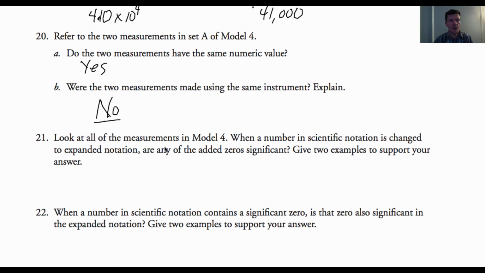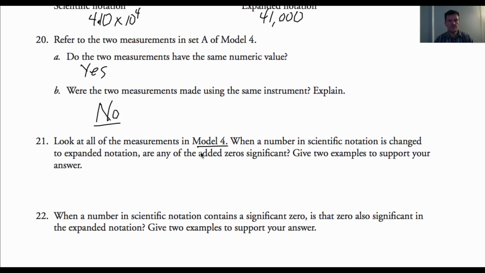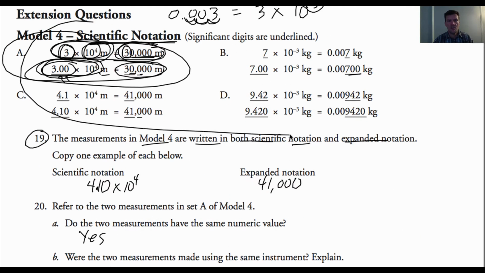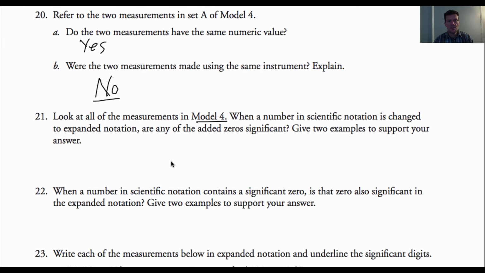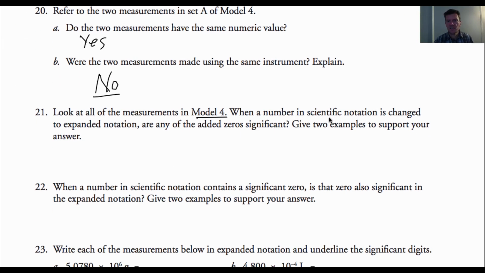Number 21, look at all the measurements in Model 4. We're going to look at all of these measurements here. When a number in scientific notation is changed to expanded notation, are any of the added zeros significant? Give 2 examples to support your answer.